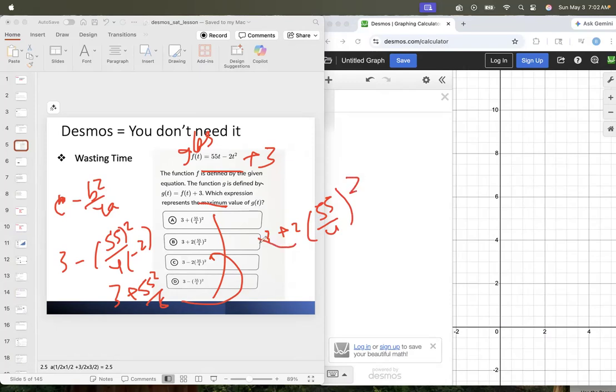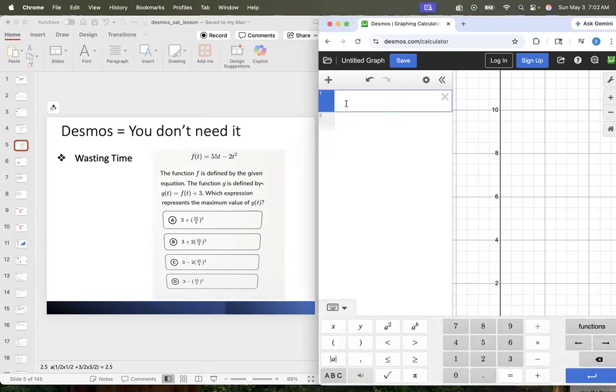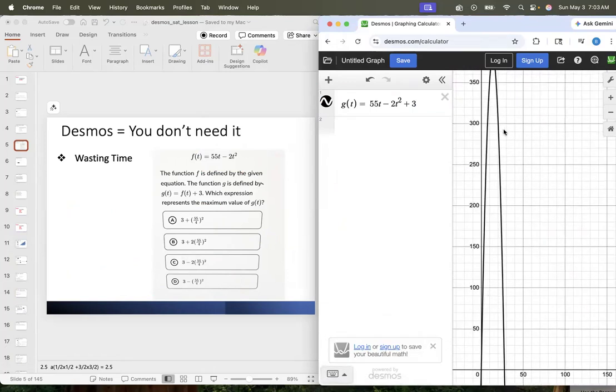And that's number 2. But now, let's see if Desmos will give you the same thing. Well, it cannot calculate that information. You have to calculate each individual one. So your g of t is equal to 55t minus 2t squared plus 3. It's going to give you that information. It's going to do it for you.